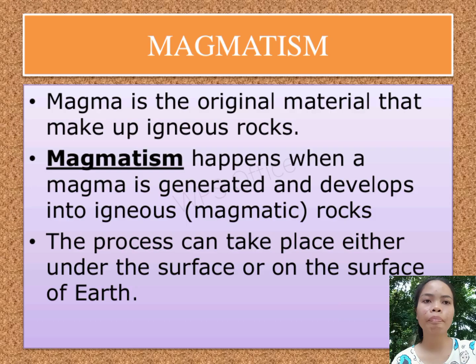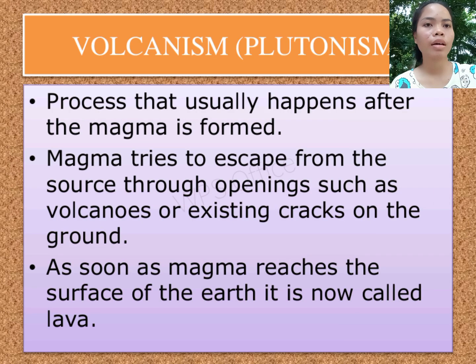igneous rocks. Magma, the molten material beneath the Earth's surface, originates mainly from the mantle due to high temperature and pressure. This magma can either solidify underground to form intrusive igneous rocks or erupt onto the surface through volcanic activity, forming extrusive igneous rocks. Magmatism plays a key role in shaping the Earth's crust and contributes to volcanic and tectonic activity.